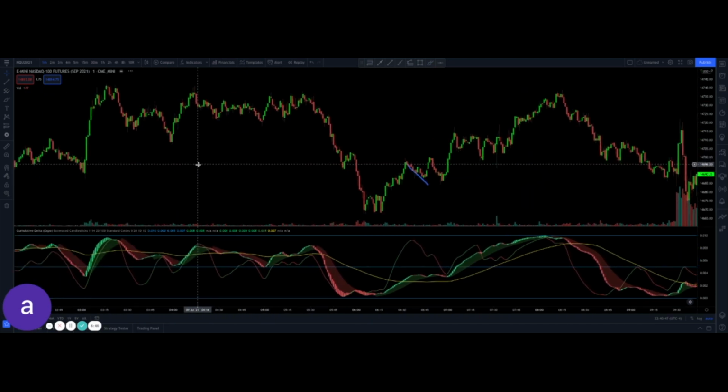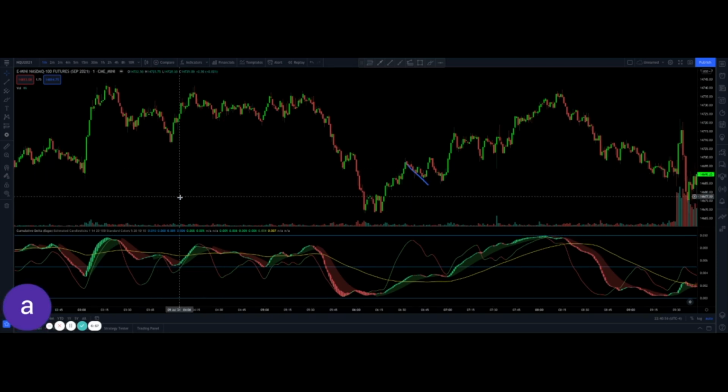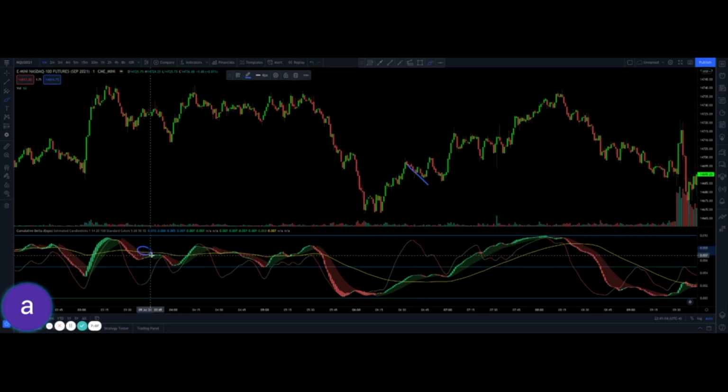All right, so let's find another one. All right, so this is one. This is a really good one. This is another good one. Why is it a good one? So we have the yellow line, which is a confirmation showing that the bulls are in charge. And you have the candlestick showing the bulls are in charge. So we're only going to look for longs here. And then there's your snapback.